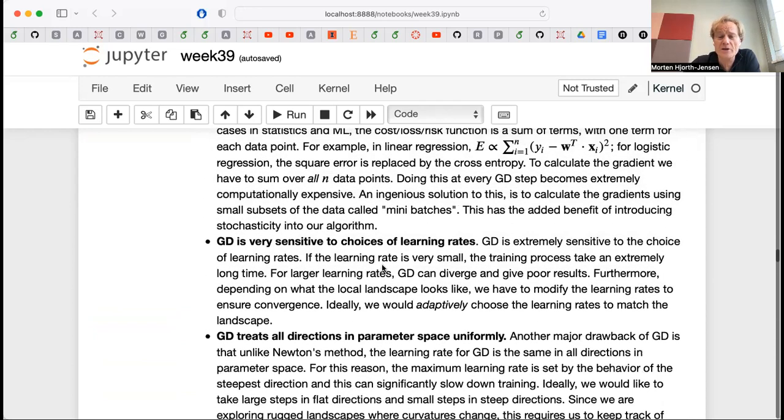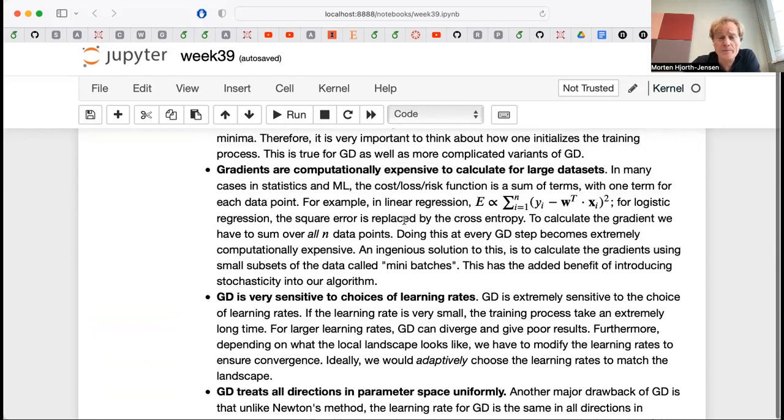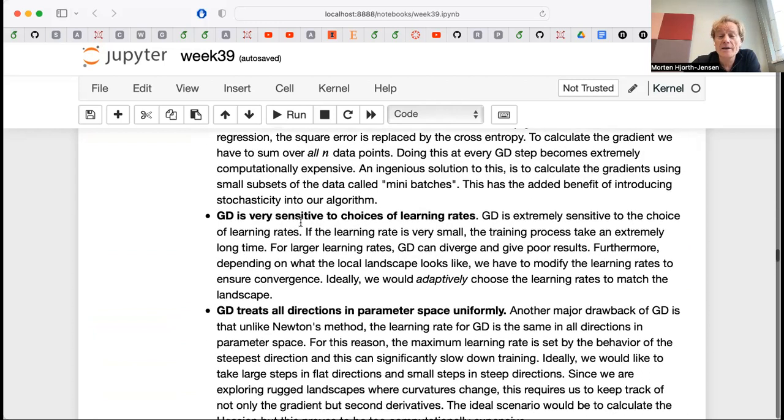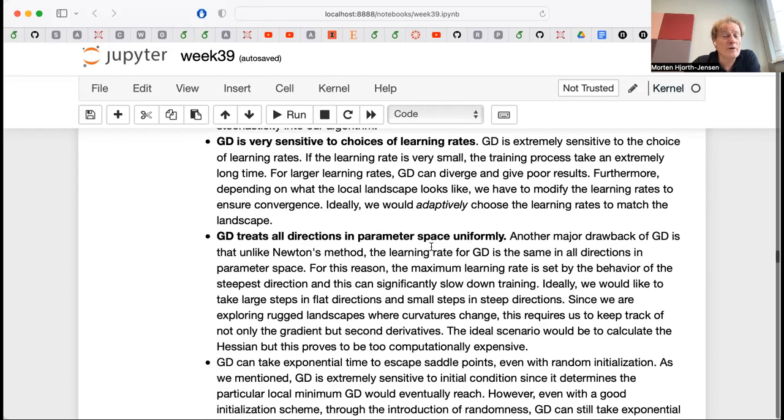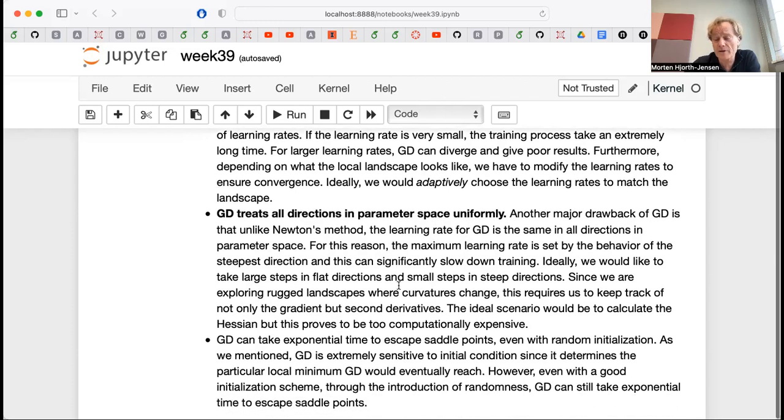So keep in mind also some of the things which we discussed last week. The gradients are computationally expensive to calculate for large data sets. In many cases in statistics and machine learning, the cost-loss risk function is a sum of terms with one term for each data point. And as we have seen, it's also sensitive to the choice of learning rates. We compensated partly for this by looking at the memory parameter. But when we have this kind of learning rate, one of the problems we face is that all directions in parameter space are treated uniformly. So can we improve upon this?